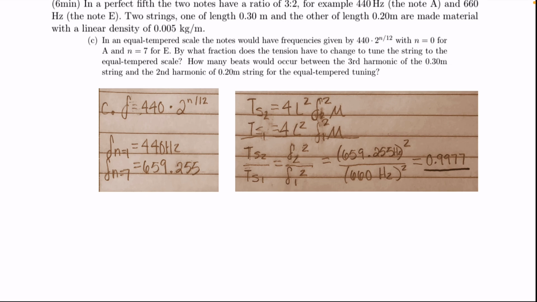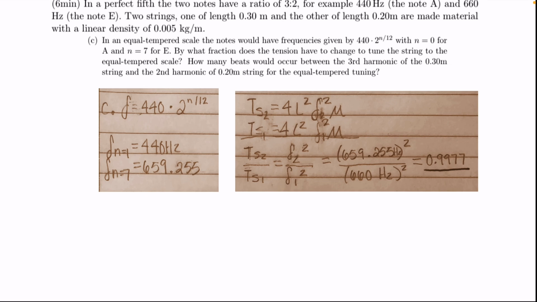So the key thing here, once again, is keeping values straight. So using what they gave us, the 440 times 2 to the power of n over 12, we can say that when n equals 0, we're going to get 440 hertz. And then for n equals 7, it's 659.255. So using those values, we're going to be able to figure out how tension will change.